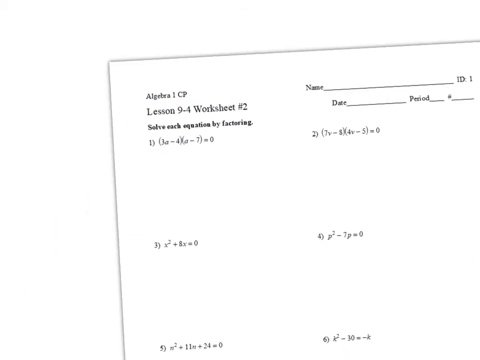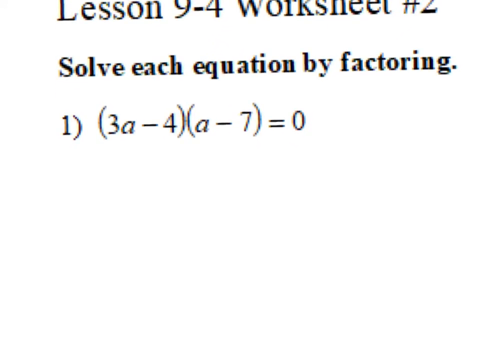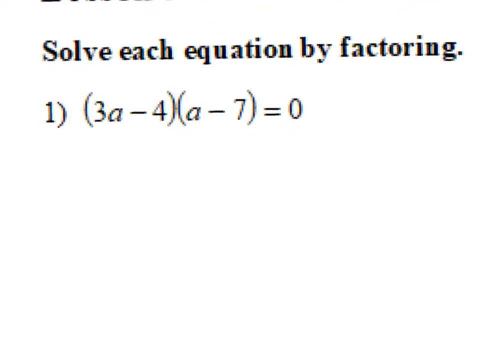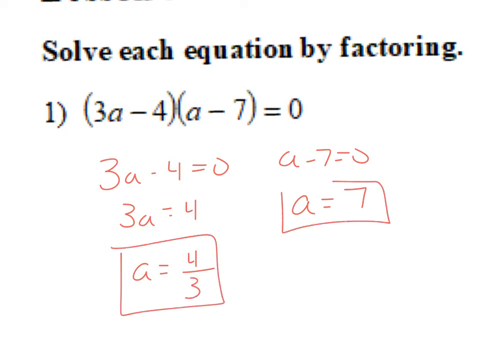Okay, this is going to be the answer key for the second worksheet for lesson 9.4. All right, so we're going to solve everything by factoring. On this one, it's already factored, so we're going to go ahead and just take each factor and set it equal to 0. So we're going to get a equals 7 on this one, and on this one, we're going to add the 4 over, and then divide by 3, and get a equals 4/3. And those are your two solutions.